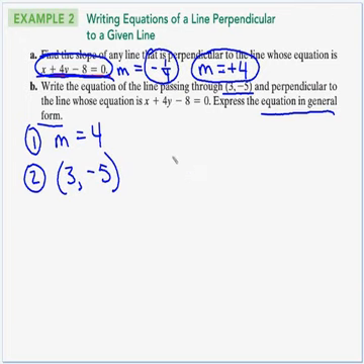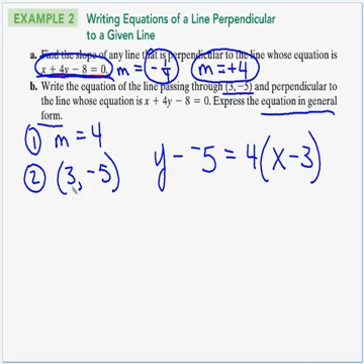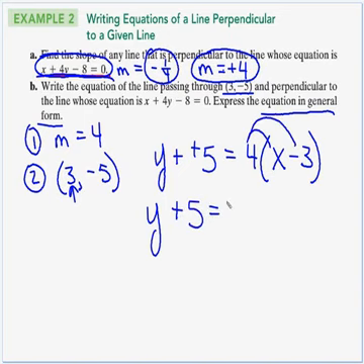So we got to start somewhere, and that's going to be with point-slope. y minus the -5 equals m, 4, times the quantity x minus x sub 1, which in this case is 3. Okay, the minus the negative will turn to add the opposite. And we want to distribute the 4 and then get everything on one side of the equals. y plus 5 equals, distribute the 4, 4x minus 12.